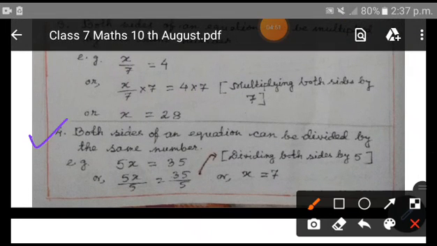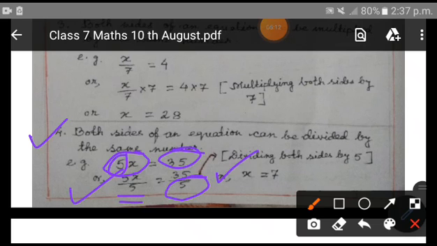Here, see, both sides of an equation can be divided by the same number. Now see, here you have 5x equals 35. On both sides, 5 is attached to x, they are in a multiplication relation. So what you will do is divide both sides by 5. The same number has to be divided on both sides. So LHS also, RHS also, you are dividing by 5.